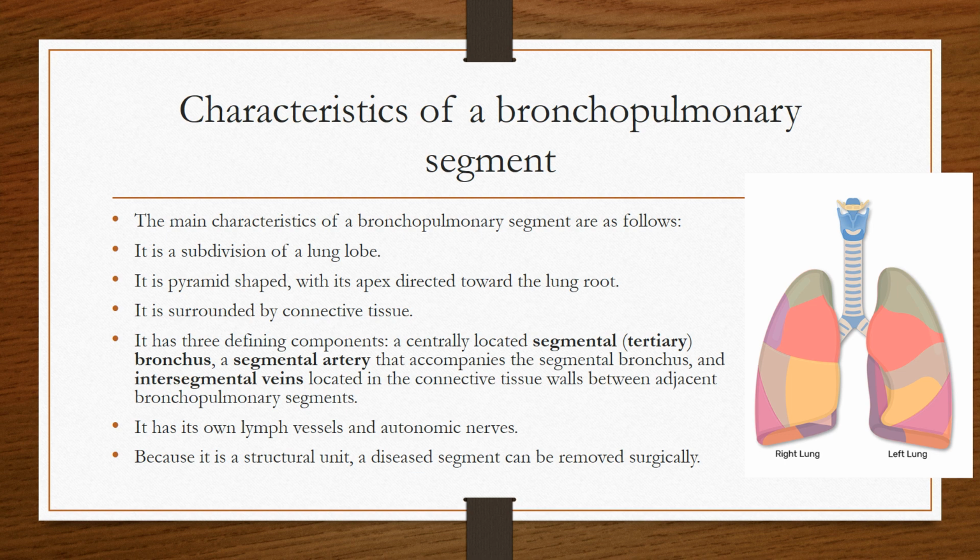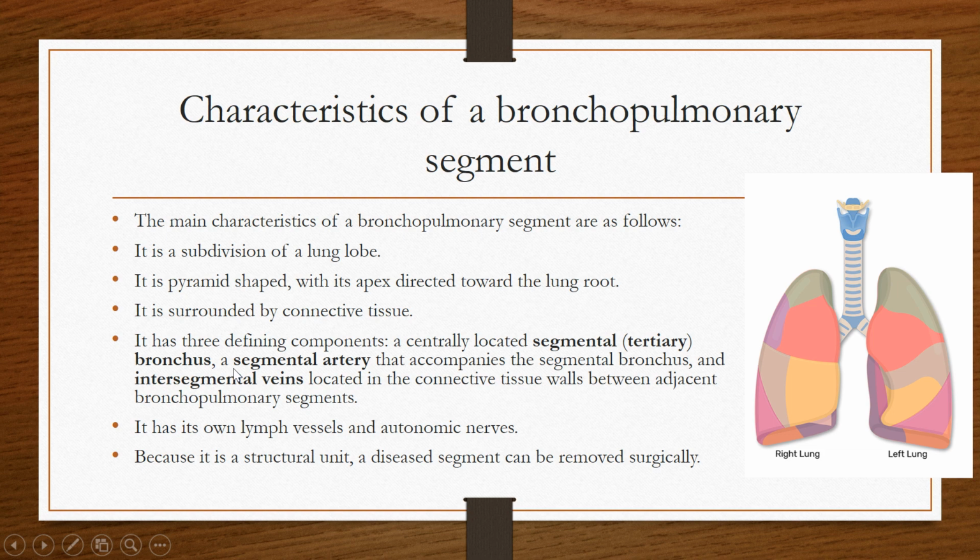Each secondary bronchus will divide into segmental or tertiary bronchi. There are 10 segments on the right side, so there will be 10 segmental bronchi on the right side, and if there are 8 to 10 segments on the left side, there will be 8 to 10 segmental or tertiary bronchi on the left side. So each bronchopulmonary segment will have 3 main contents. What are they? Number 1, segmental bronchus. I have told you the segmental or tertiary bronchus is formed by the secondary bronchus.